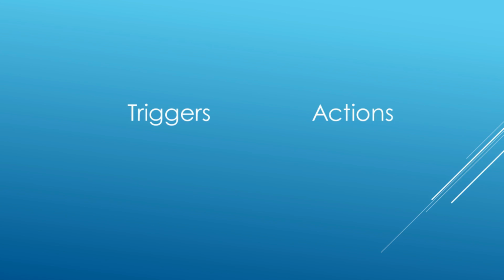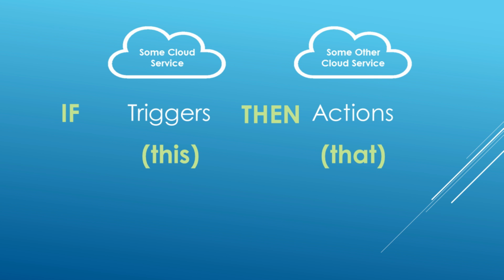IFTTT is limited to a single trigger and responding action. Triggers and actions are basically if this, then that type of commands, where in essence you are stating if some cloud service does this, then tell that other cloud service to do that. In our example, the this is called a trigger and the that is called an action.